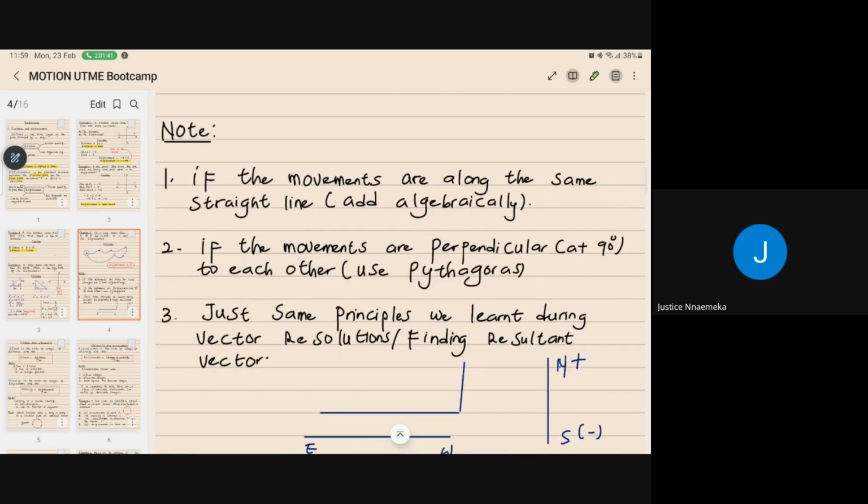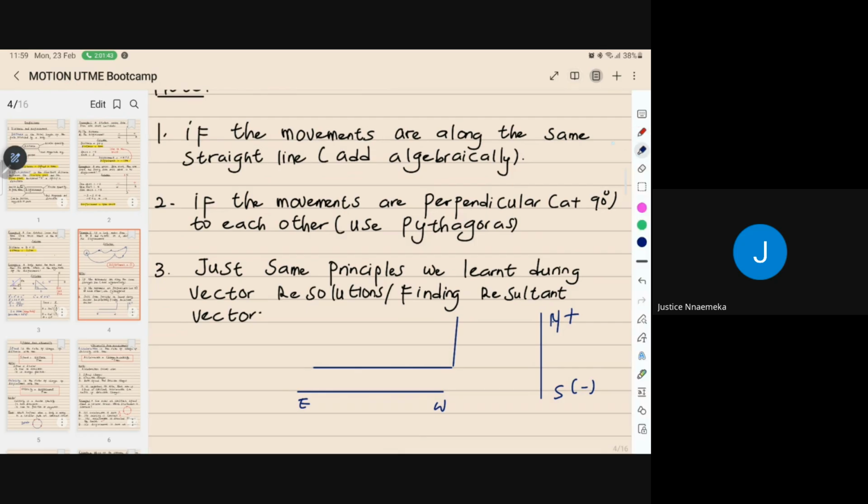All right. So note, if the movements are along the same straight line, you add them together. But take note of the sign: left, right, up, down. That's for straight lines. If the movements are perpendicular, that is 90 degrees, use your Pythagoras theorem. That means when you're moving from east to north, from west to south, you're changing direction. So just the same principles about your resolution of vectors.